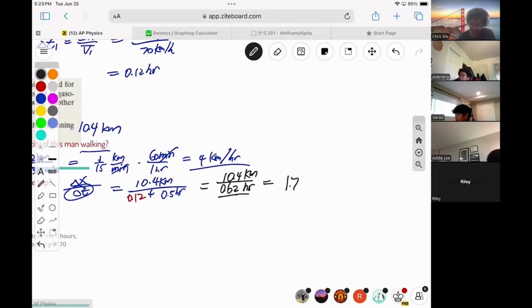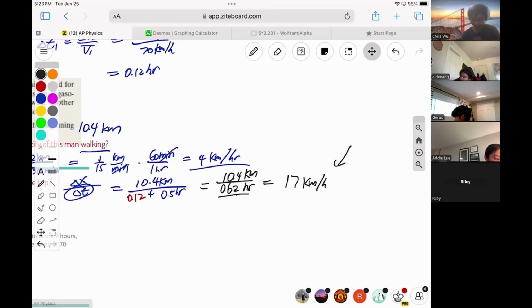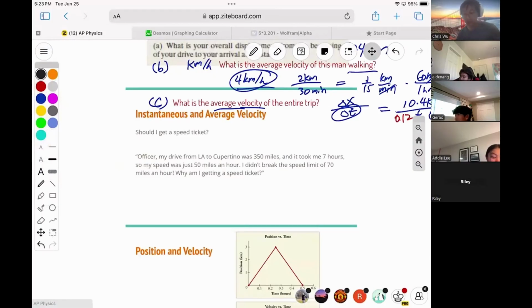The average velocity of the entire trip, including the driving part and the walking part, is 17 kilometers an hour. And guess what? That's much lower than the dumb way of finding the average, which is the wrong way, which is 70 plus 4 divided by 2, right? That will give me 37. That's way different, right? 17 is so much lower than 37. But yeah, so that's all. This is the average speed. Okay.